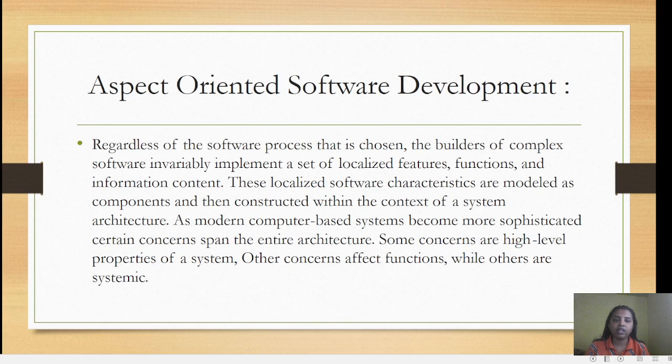Thirdly, aspect-oriented software development. Regardless of the software process that is chosen, the builders of complex software invariably implement a set of localized features, functions, and information content. These localized software characteristics are modeled as components and then constructed within the context of a system architecture. As modern computer-based systems become more sophisticated, certain concerns span the entire architecture. Some concerns are high-level properties of a system, other concerns affect functions, while others are systemic.